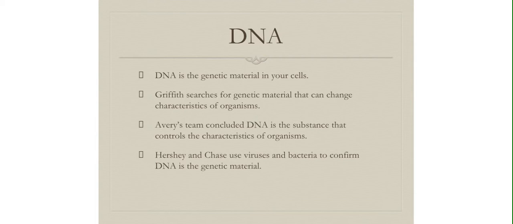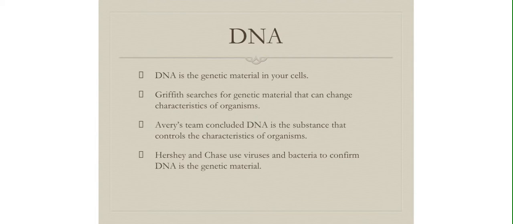So we have a few scientists that we're going to know. The first guy I want you to know is by the name of Frederick Griffith. Frederick Griffith made the discovery that there is some kind of genetic material that helps create the organisms that we are. And I am going to be adding quite a bit to every single one of these. I'm going to describe the procedures or labs that they did, the experiments that these guys did. So please make sure you leave room in between. So Griffith searches for genetic material that can change characteristics of organisms.